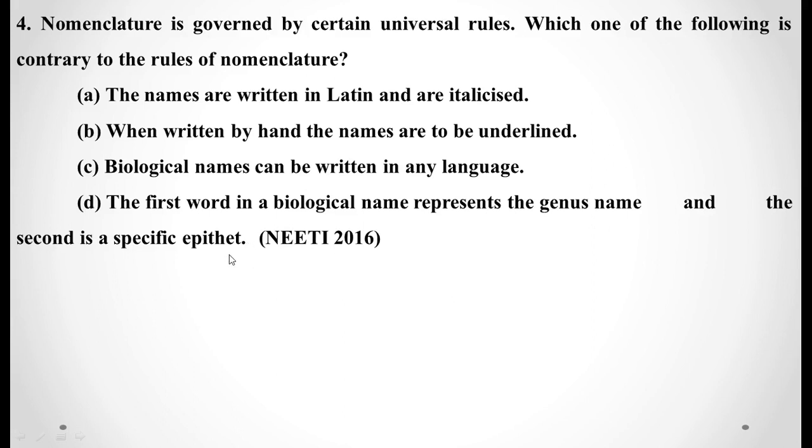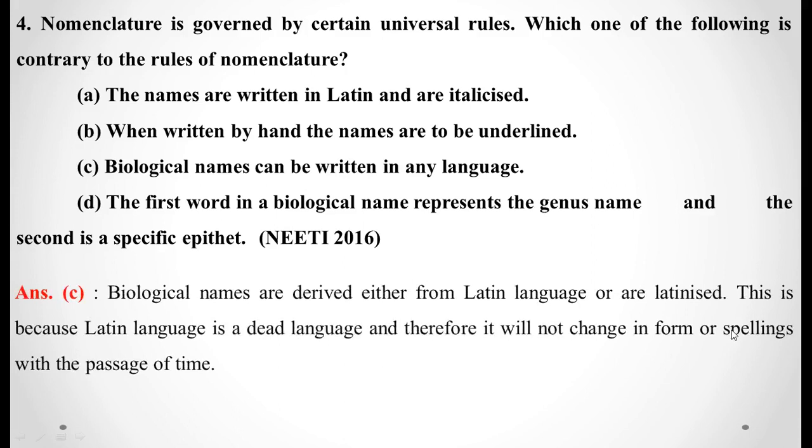The right answer is answer C. That is, biological names can be written in any language is wrong. It cannot be written in any language, because biological names are derived either from the Latin language or are Latinized. This is because Latin is a dead language and therefore it will not change in form or spelling with the passage of time. So the right option is option C.